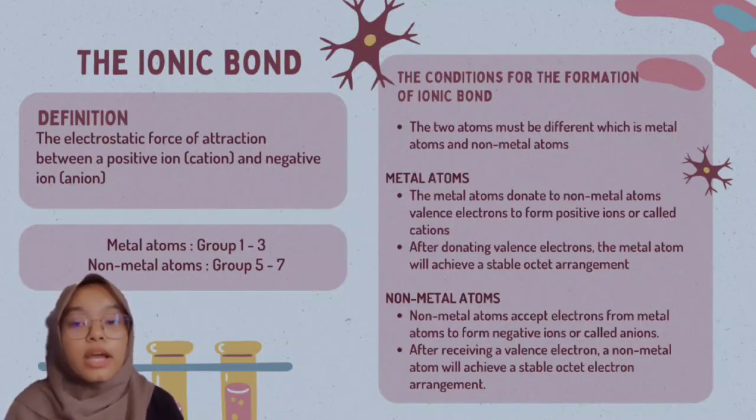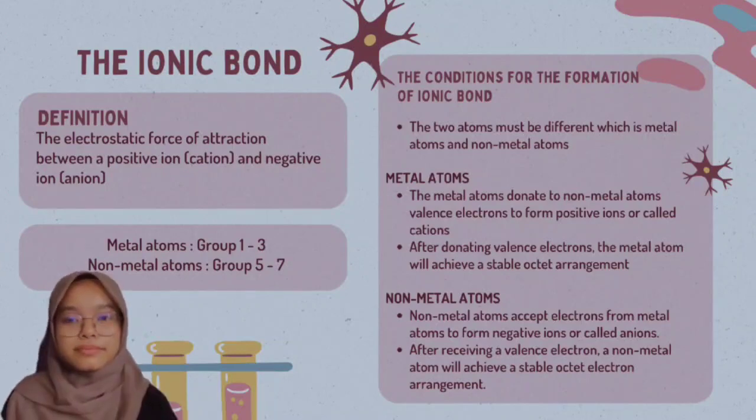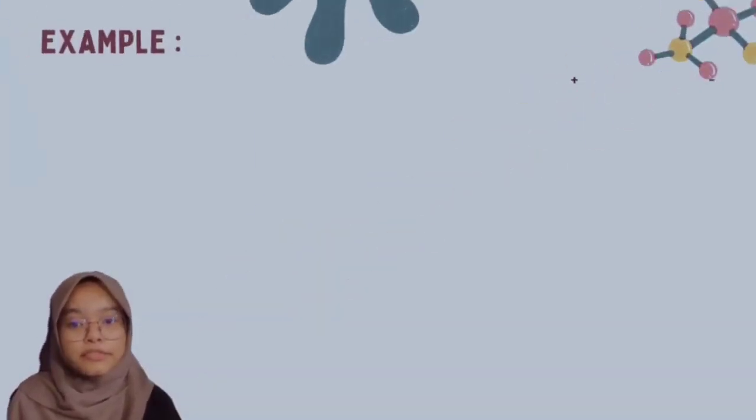Non-metal atoms. Non-metal atoms accept electron from metal atoms to form negative ion or called as anion. After receiving a valence electron, a non-metal atom will achieve a stable octet electron arrangement. This is example for ionic bond.